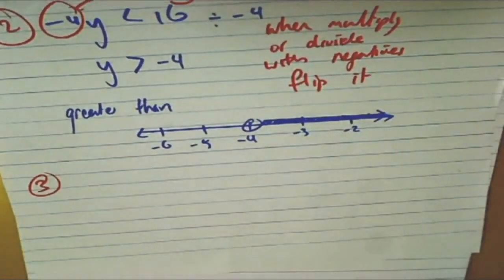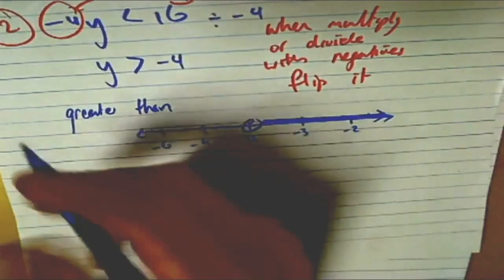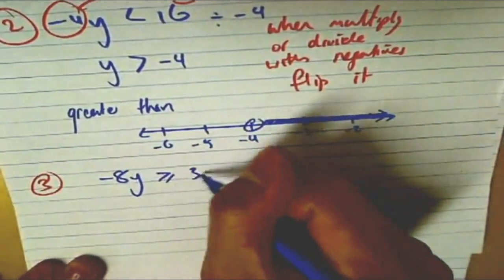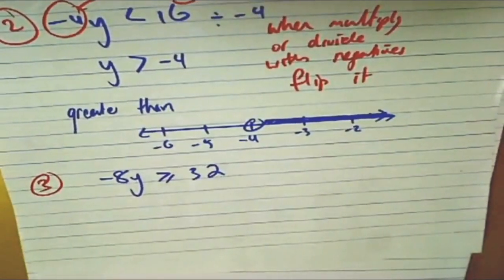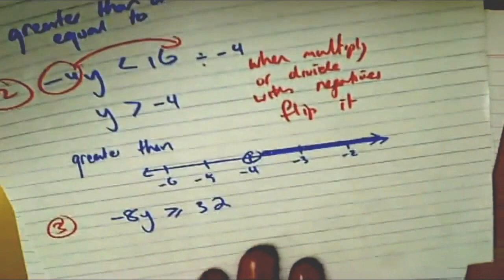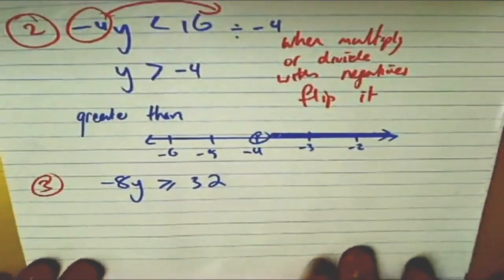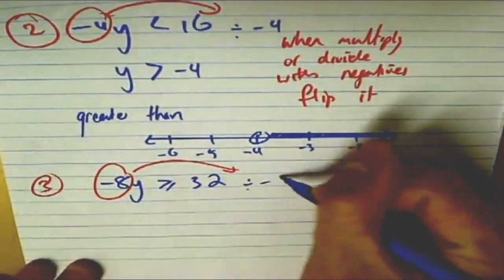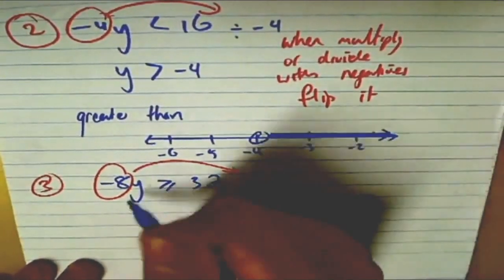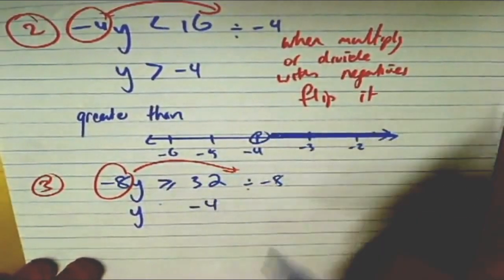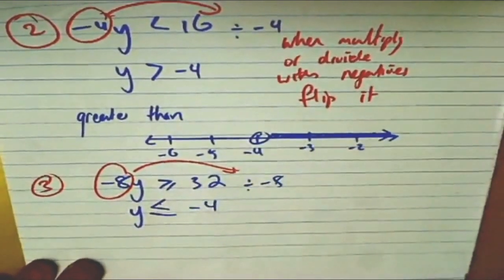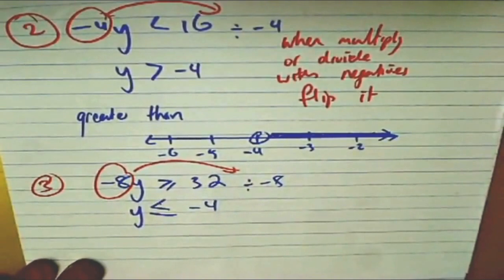Question 3. We've got negative 8y equal or greater than 32. Alright, so this is the same thing. What's the first thing I got to move over? Negative 8. Becomes a divider of negative 8. 32 divided by negative 8. Negative 4. Excellent. Now, how about the symbol? It's got to flip, reverse it. So I'm going to go to the opposite direction. I'm going to put the equal sign down as well.